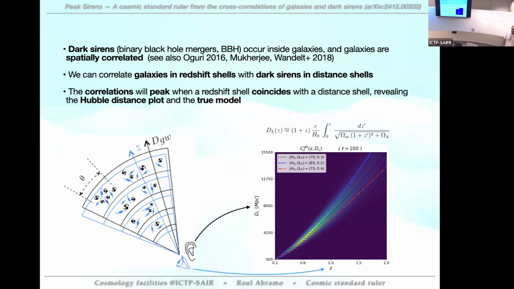Okay. Yeah, but the redshift bins are 0.02, which is commensurate with the photo-z errors that you can get from LSST.